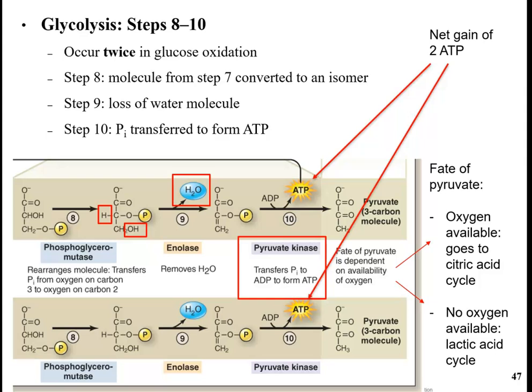Glycolysis, steps 8 through 10, remember, occurs twice in glucose oxidation. Step 8, we have some isomerization. Step 9, there's a loss of a water molecule. And step 10, inorganic phosphate is transferred to ADP to form ATP here. So here's our net gain of 2 ATP. That's where it comes from, step 10.